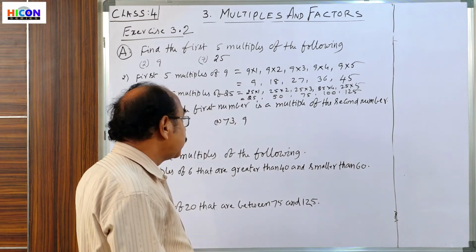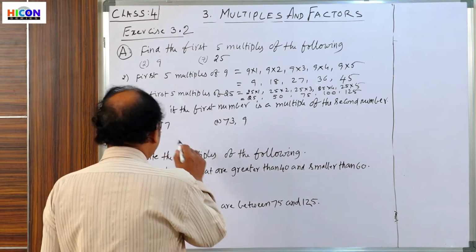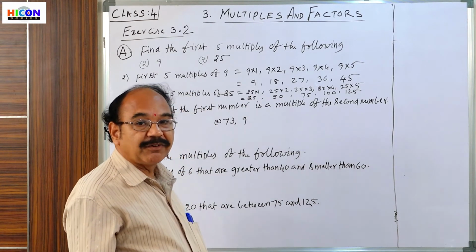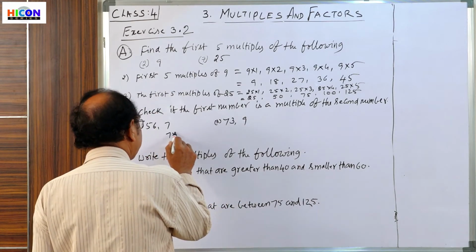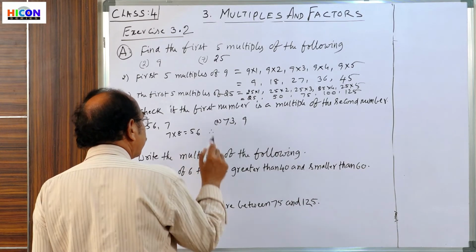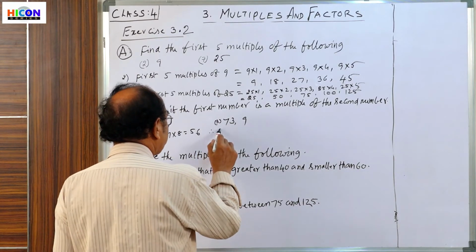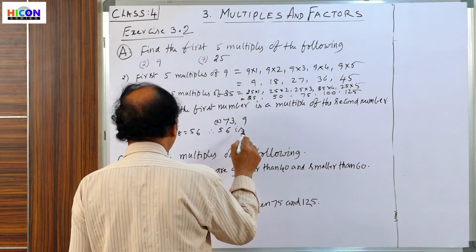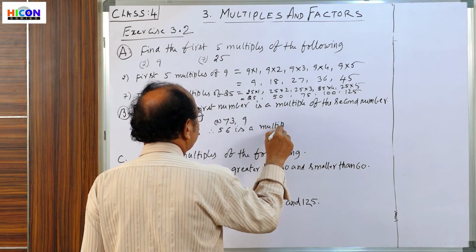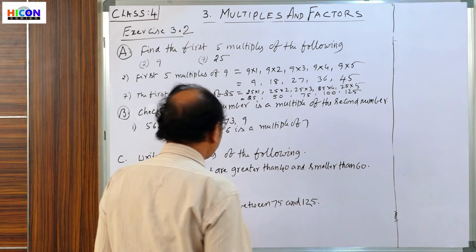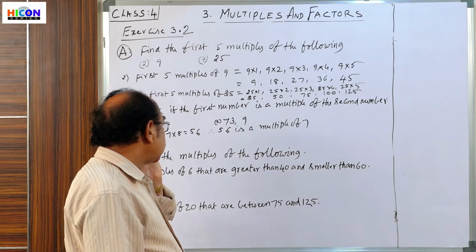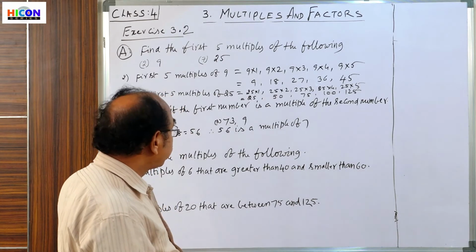Okay, children. If you read the 7 table, 7 ones are 7, 7 twos are 14, 7 threes are 21, like that, 7 eights are 56. Therefore, what do we say? 56 is a multiple of 7. Why? Because 7 eights are 56. In reading the 7 table, you are getting 56. That's why we say 56 is a multiple of 7.